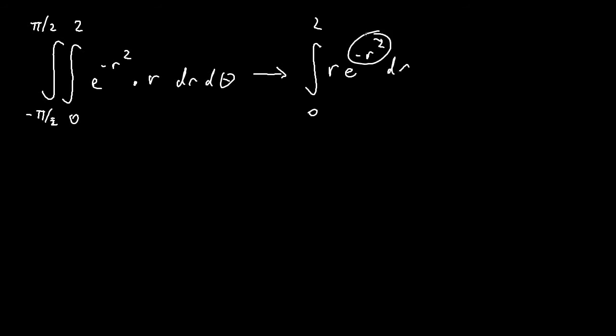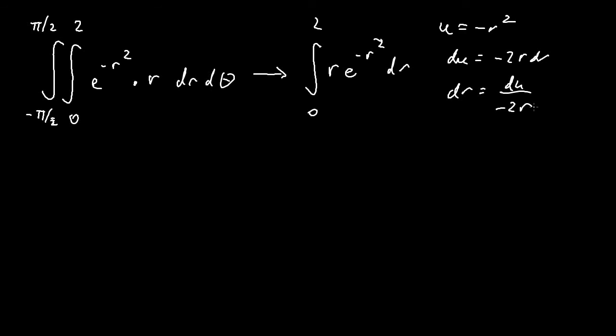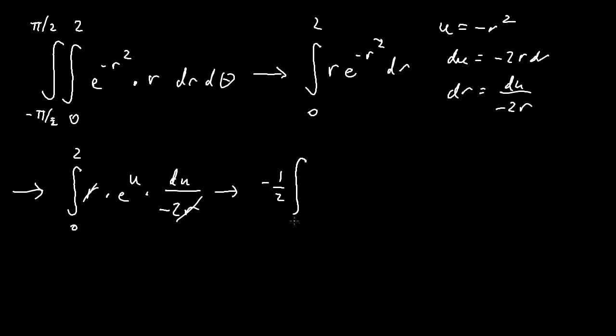Once again, this is also a u substitution problem. If I say u equals negative r squared, du, the derivative, will be negative 2r dr. So dr, if I isolate it, will be du over negative 2r. If I plug that back into the integral, we get the integral from 0 to 2 of r times e to the u, because I made u equal to negative r squared, times dr, which is equal to du over negative 2r. The r's will cancel. Negative 1/2 can come outside the integral as a constant. So we get negative 1/2 times the integral of e to the u du.